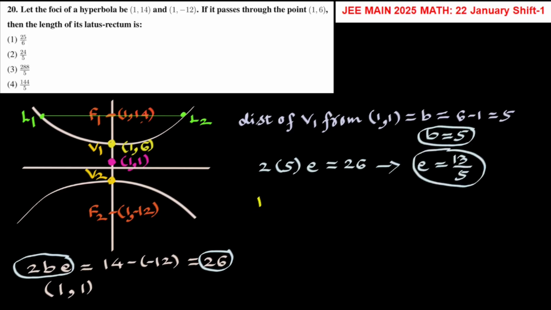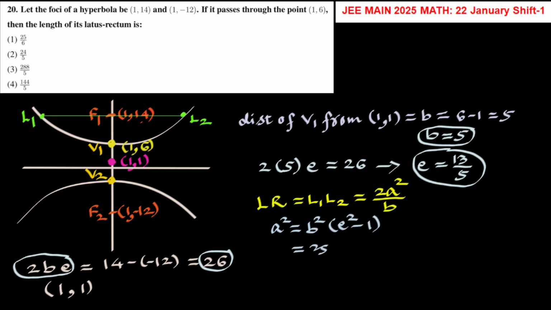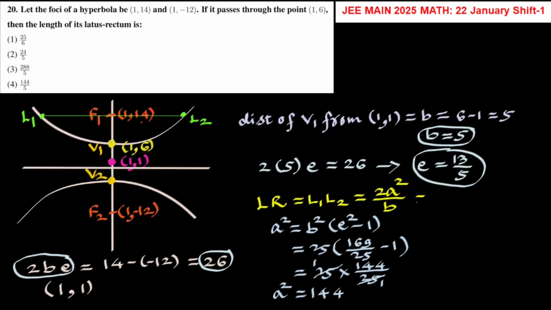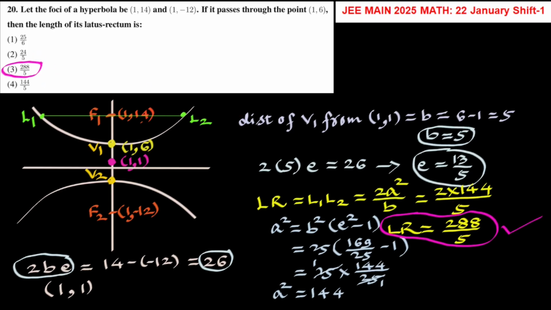Now the latus rectum L1 L2 is 2a square upon b. For this hyperbola, a square equals b square into (e square minus 1), 5 square, that is 25, into (13 upon 5) square minus 1, 25 into 144 upon 25. So a square is 144. The latus rectum becomes 2 into 144 upon 5, 288 upon 5. So the correct answer is option 3, 288 upon 5.